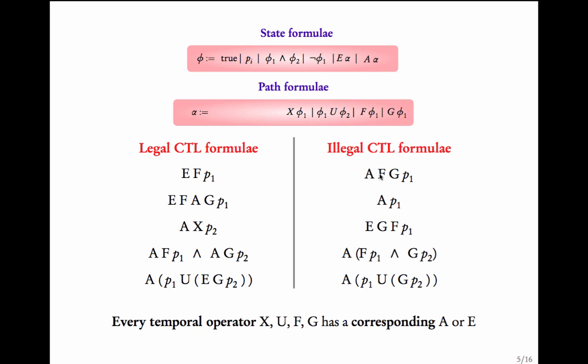Here you see there are two temporal operators but only one path quantification operator, A. So this cannot be a legal CTL formula. Same is the case of this one as well. You have two temporal operators but only one path quantification operator. So a legal CTL formula should have corresponding temporal operators for every A and E. Please try to go through certain examples and check for yourself if that can be a legal CTL formula or not.